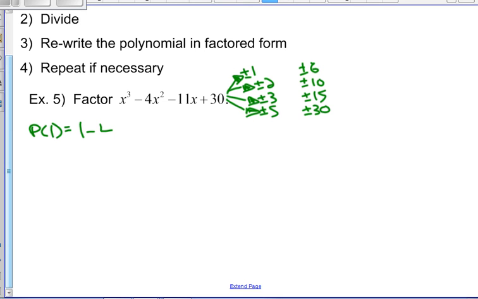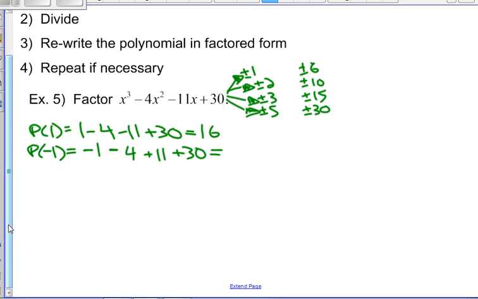It would be 1 minus 4 minus 11 plus 30. Right away, is that going to be 0? It is definitely not. It's 16, no good. Let's try negative 1 then, since that was on the possibility list. That's going to give us negative 1 minus 4 times negative 1 squared, so that's minus 4. 11 times negative 1 is positive 11 plus 30. That doesn't look like it's going to be 0 either, so no good. So all I was doing here is putting the number negative 1 in for x.